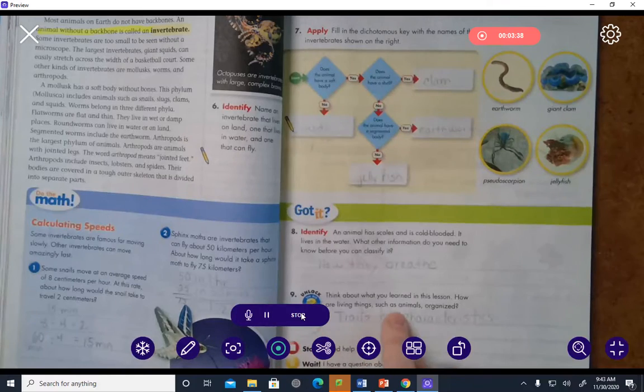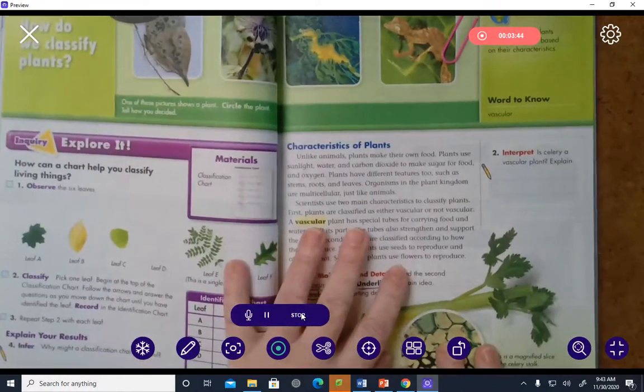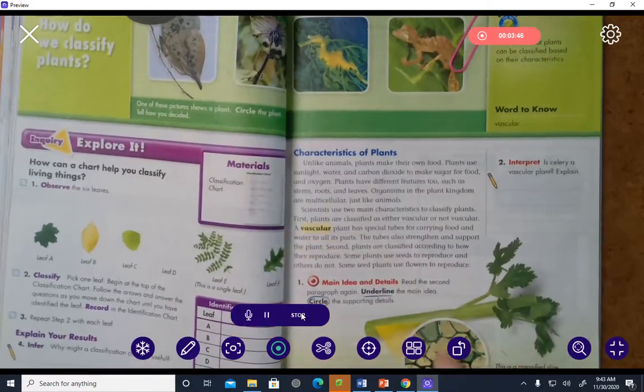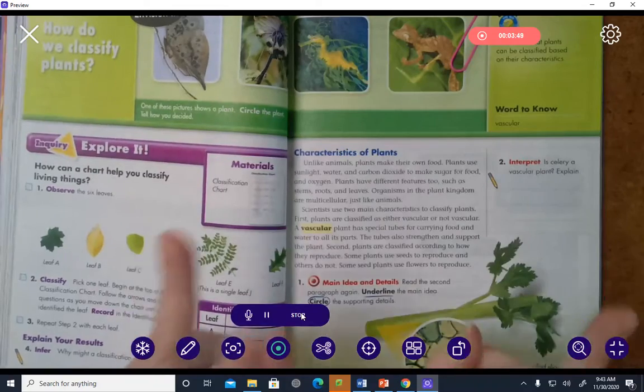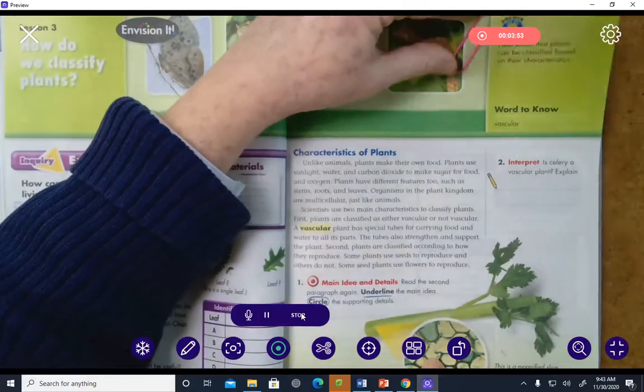And once again, how do we classify animals? Because we have to look at their traits and characteristics. Now, we didn't really spend a lot of time on classifying plants, although we did get an opportunity to see vascular tubes and to see the red dye go up there.